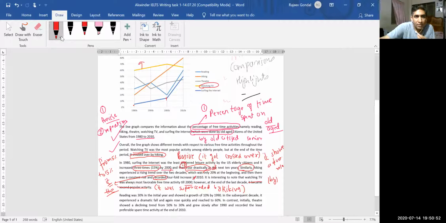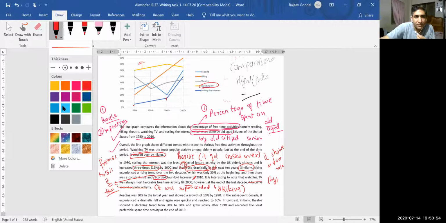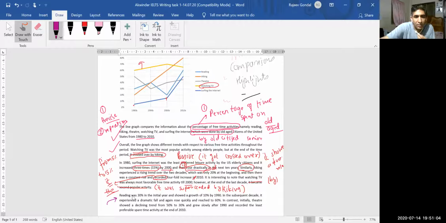Okay, now coming to the last paragraph. I'll mark it with a different color. Reading was 30% in the, now see, this is a little random. All of a sudden, you are saying reading. So further, you can add this connector there. Further, reading was 30% in the initial year, and it showed. You have to say it showed.